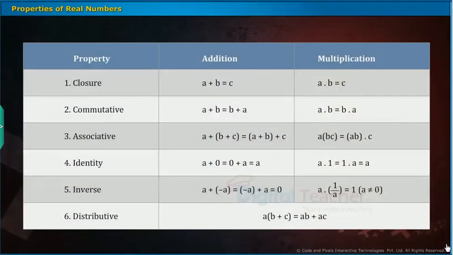The table shown on the screen is about different types of properties with respect to addition and multiplication, where A, B and C are any real numbers. Find whether the real numbers satisfy the listed properties or not.